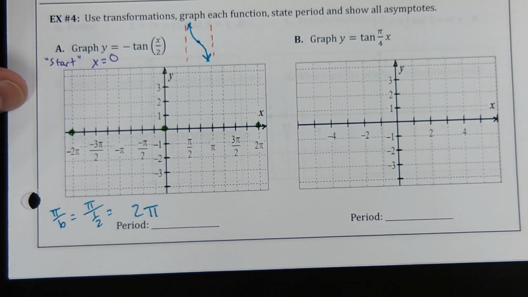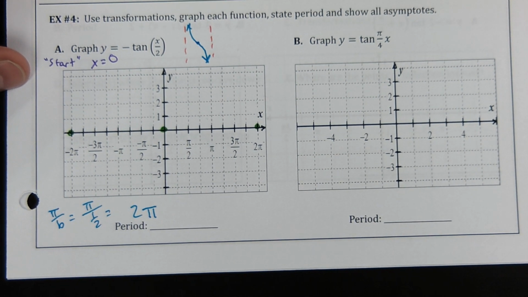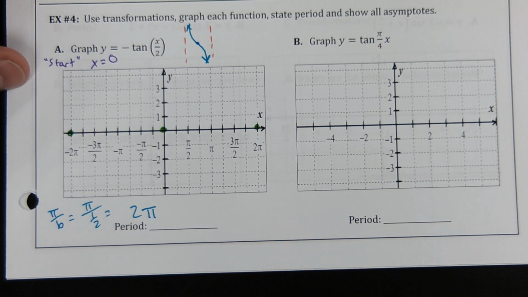See how I did that? I just went 2 pi to the right and 2 pi to the left. That's the period length. And guess what's going to be found halfway between inflection points? Asymptotes.